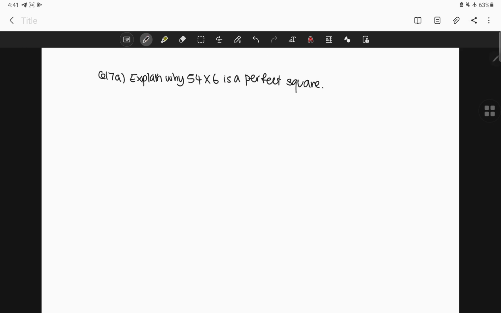Next, let's move on to question 17a. In question 17a, you're supposed to explain why 54 multiplied by 6 is a perfect square. To do so, we would first need to do prime factorization. So 54, we can divide that by 2 to give us 27, which can be divided by 3 to give us 9, which can be divided by 3 to give us 3, which can be divided by 3 again to give us 1. And 6 itself can be divided by 2 to give us 3, which can be divided by 3 to give us 1.